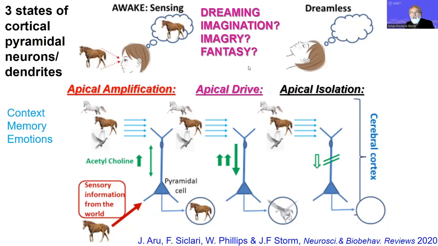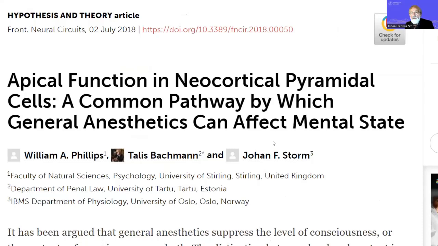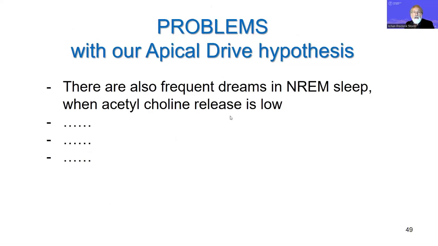And I should just mention that these mechanisms I just talked about are closely related to the dendritic integration theory that was published in parallel with our paper in Trends in Cognitive Sciences. And also related to the work on anesthesia that Suzuki and Larkum had looked at before, and we worked out the paper about the four. But I have to tell you that all this is highly simplified, of course. It's far more complex, but I hope that I've given you an outline of the idea. And I also have to tell you that there are problems with this hypothesis.